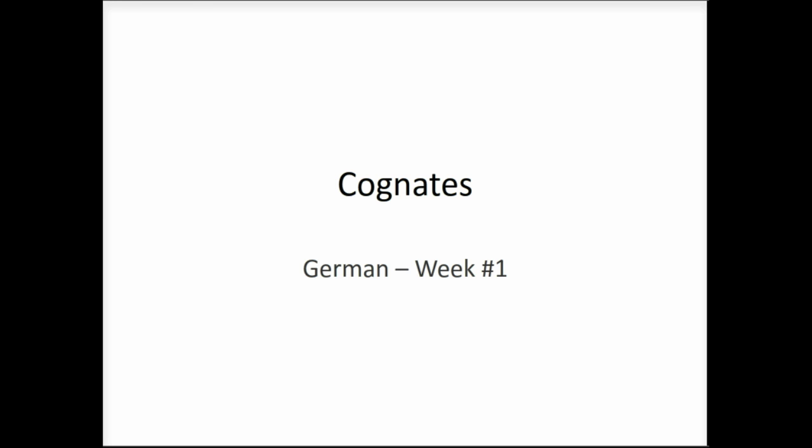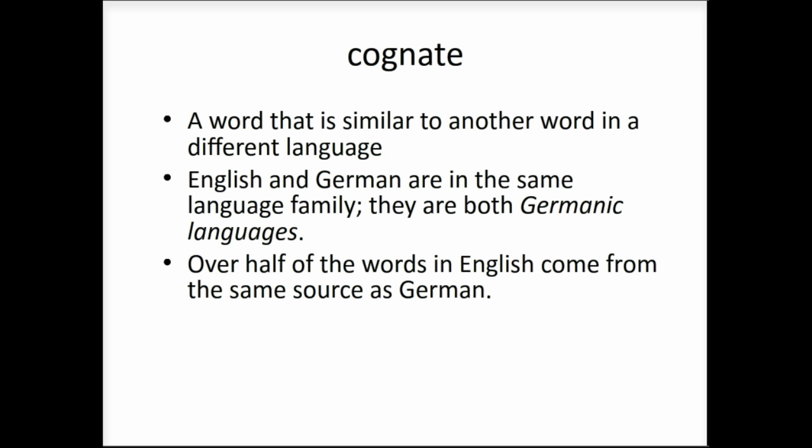First week of German in your middle school language course and to this week 1 presentation on cognates. The first thing to realize is, what is a cognate? A cognate is a word that is similar to another word in a different language. And you're going to see lots of cognates in German and English because they're from the same language family.